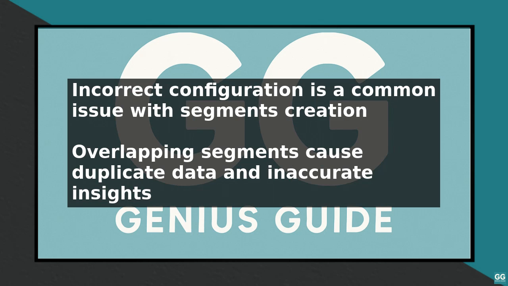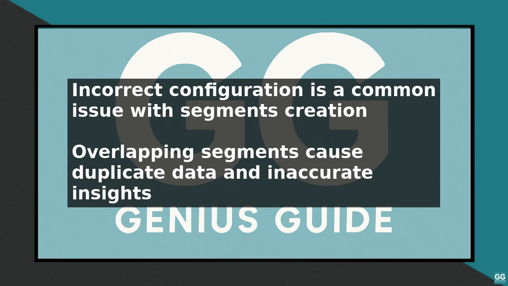One common issue with Google Analytics segments is incorrect configuration. When creating a segment, it's essential to carefully select the correct criteria and settings to ensure that you're capturing the right data. For example, if you want to analyze traffic from a specific country, you need to select the correct country code and language settings.